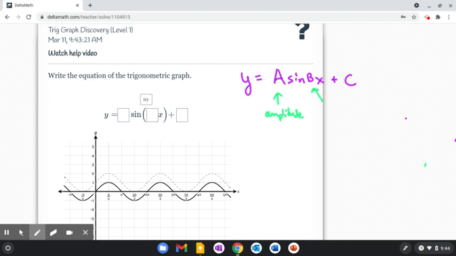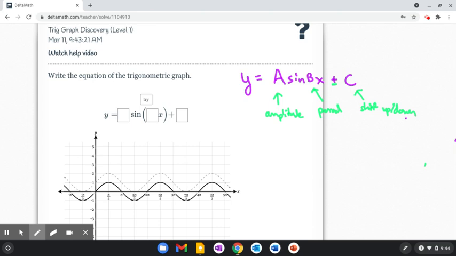This b affects the period. We'll get into how exactly it affects the period at some point, not right this second. And the c, the plus c out here, it could be a minus, we'll say plus or minus c. That's going to shift up or down. So really the b with the period, that's sort of like a horizontal shift, if you will. But that's going to be what we're going to refer to as our period. It's not exactly that b is the period, but that's going to help us determine our period.